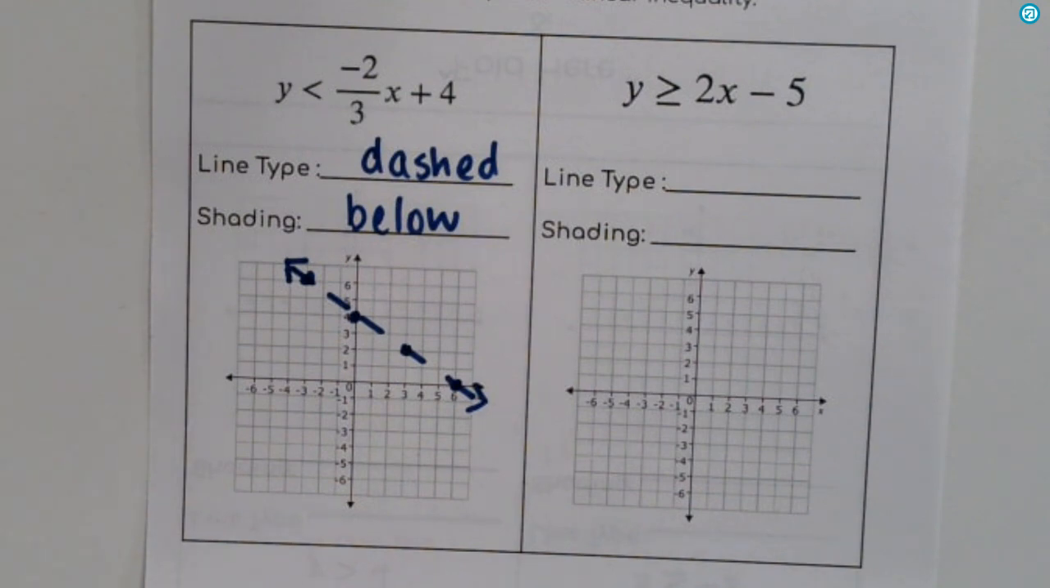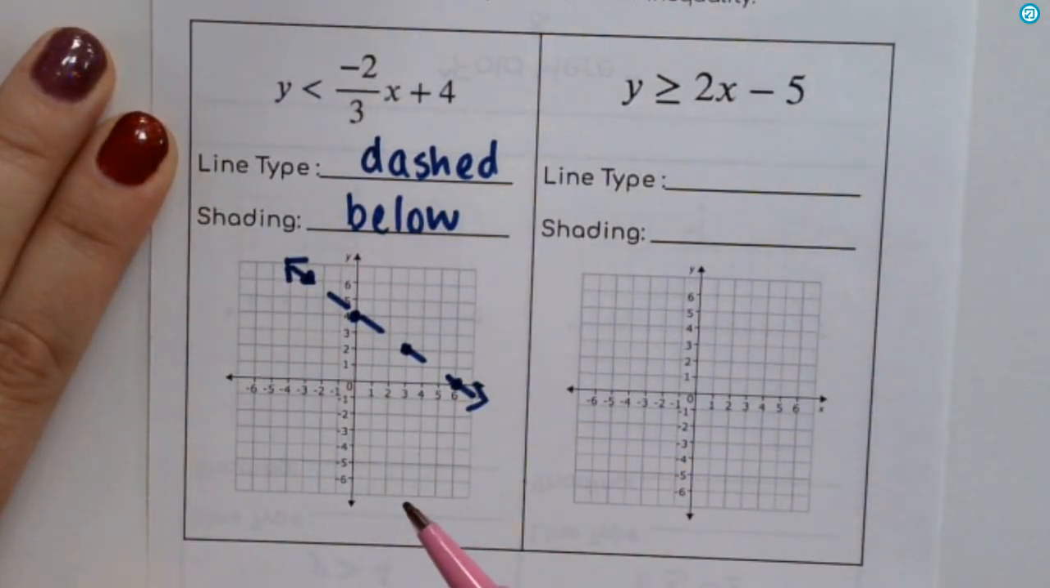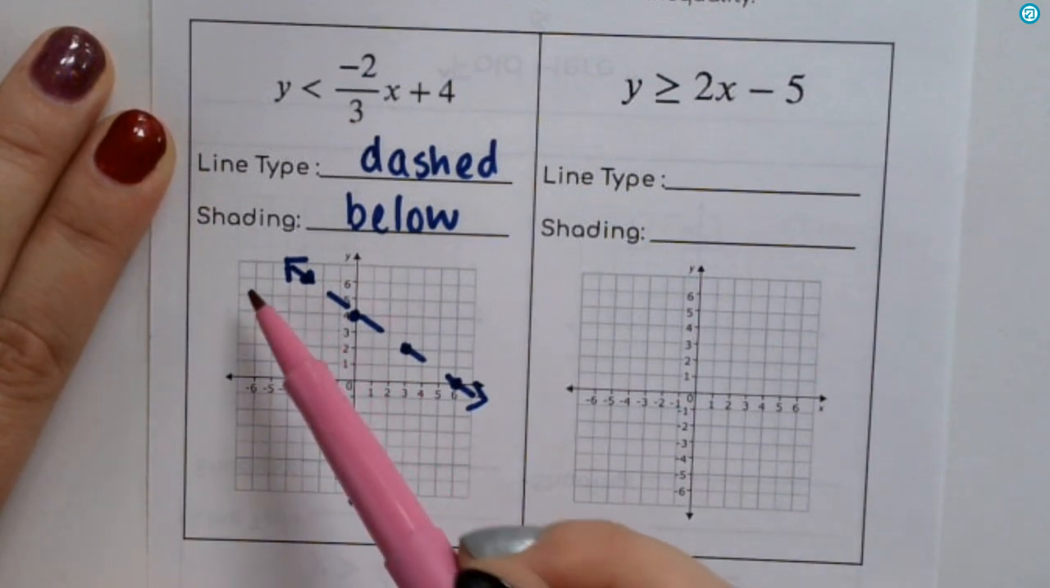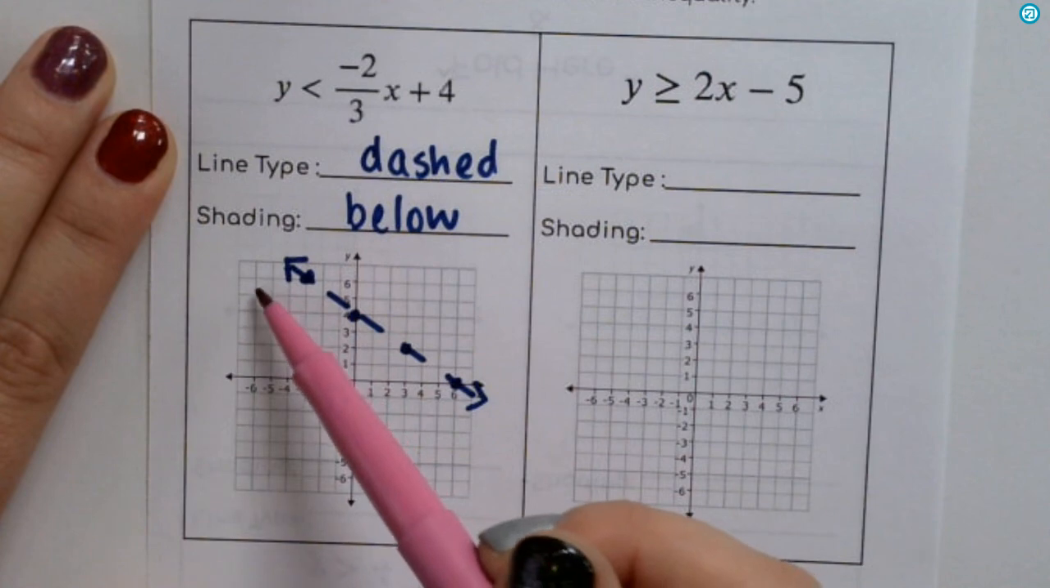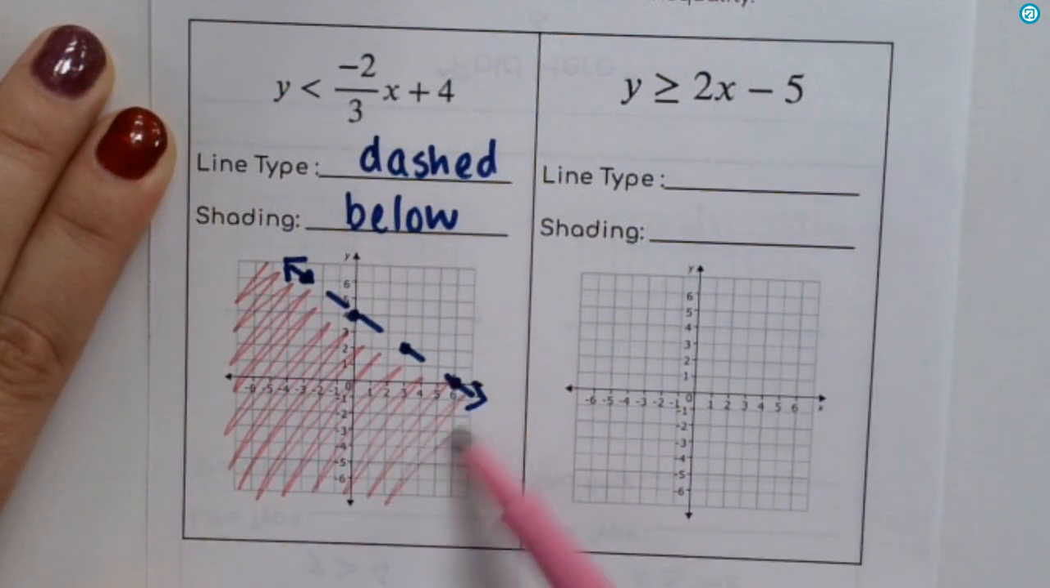And then after that, we shade below that line. So below that line is going to be down here. And when we say shade, you don't need to color it all in completely solid. What I do is I go against the line, and I just make some lines here so I can tell I'm being shaded in.